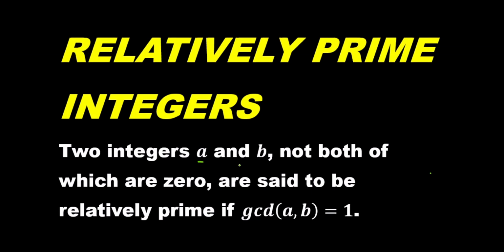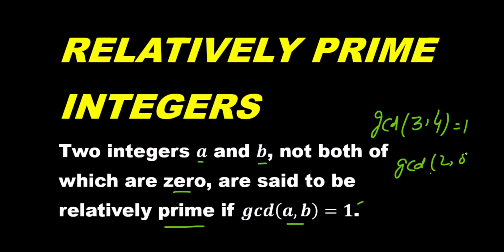Two integers a and b, not both of which are 0, are said to be relatively prime if their GCD is 1. For example, 3 and 4 both are relatively prime because their GCD, greatest common divisor, is equal to 1. But if you find the GCD of 2 and 8, this is equal to 2. This shows that 2 and 8 are not relatively prime. So the integers whose GCD is 1 are called relatively prime.